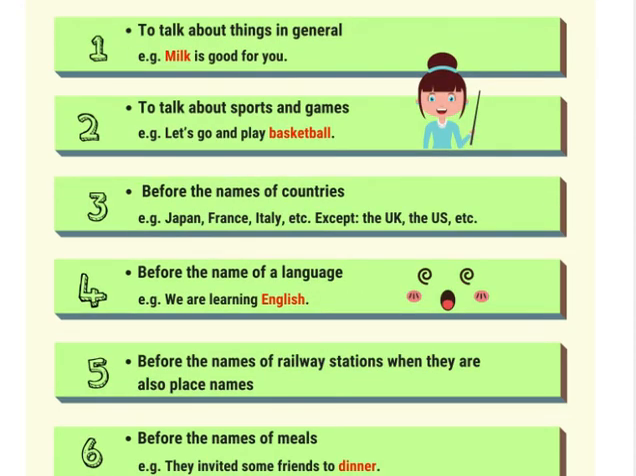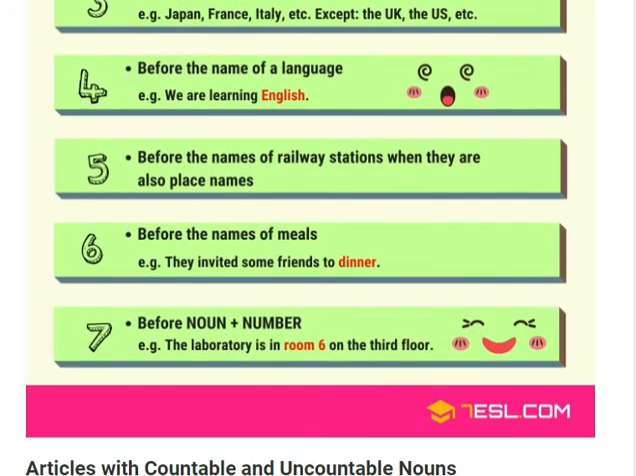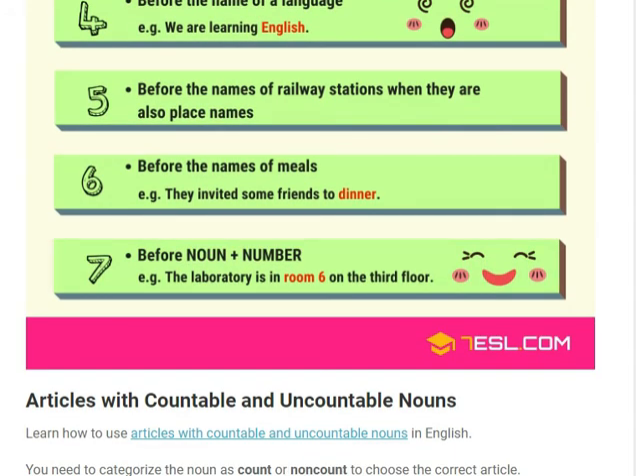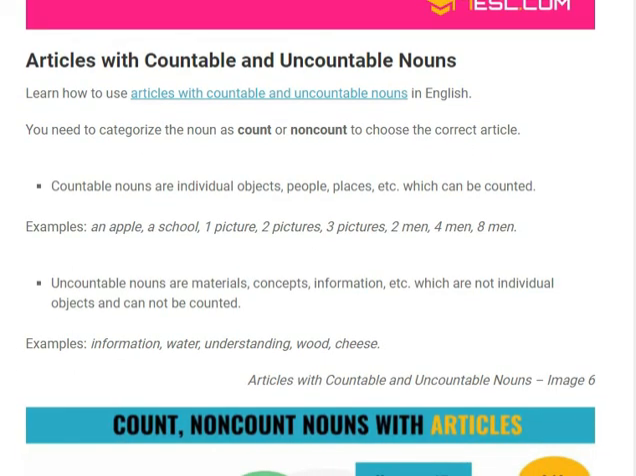Of course, also before the name of a language. We are learning English, not with articles. Or before the names of railway stations, when they are also place names, as we said before, or before the names of meals, "they invited some friends to dinner," or before a noun plus number, "the laboratory is in room 6 on the 3rd floor." So, articles with countable and uncountable nouns, learn how to use them in English.